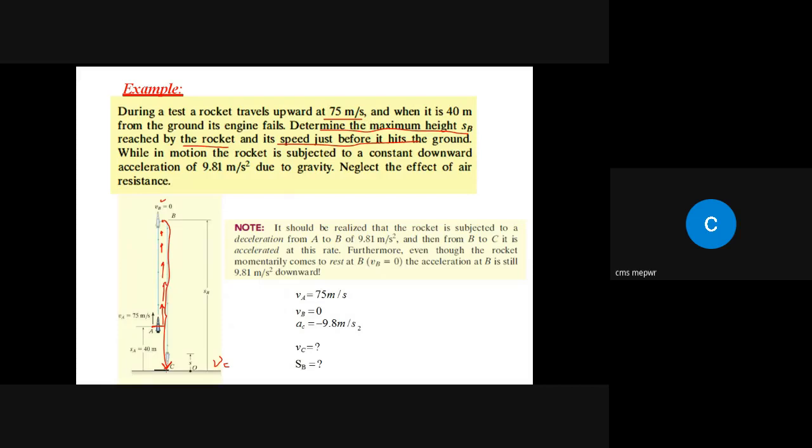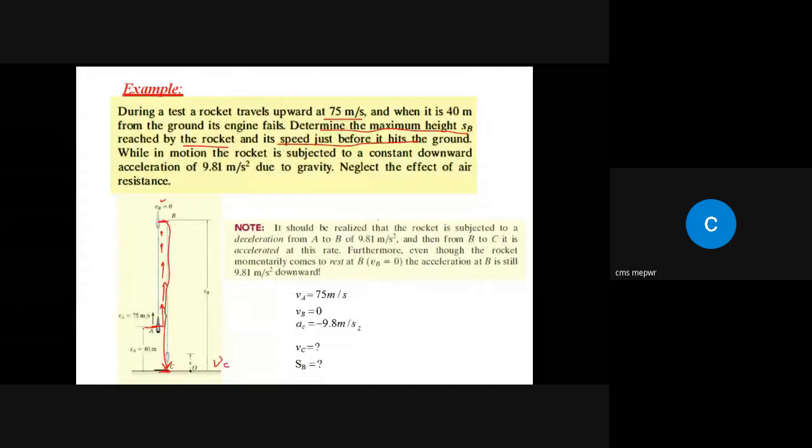What is the height at this position? 40. The height at this position is 0. Okay, so at point A we have how much height? We have 40. At point B how much height? We don't know. At point C how much height? We basically have this value, which is 0. So this is basically the given condition.